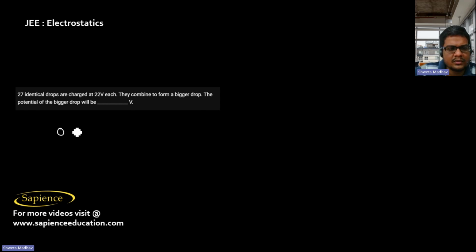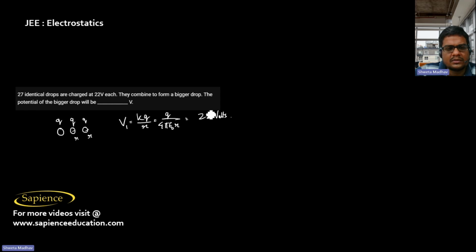So there are 27 small drops and their radii are R. Since they are identical drops, their radius will be R. They have the same charge also, Q. So their potential, let's say V1, is KQ by R, where K is 1 by 4 pi epsilon naught. So Q by 4 pi epsilon naught R, that value is given as 22 volts.